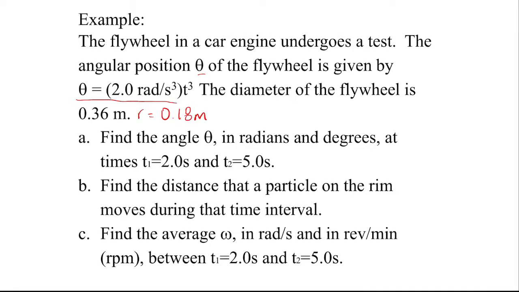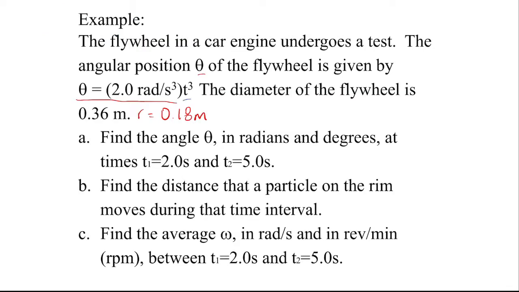So that's 0.18 meters. All right, so we want to find the angle theta in radians and degrees at times t equals 2 seconds and t equals 5 seconds. Well, that's going to be pretty easy because they literally gave us the equation. So let's start with part A. At 2 seconds, it said 2 radians per second cubed times t squared. Oh, was it squared or cubed? It was cubed. Oopsie. Okay, so let's cube that.